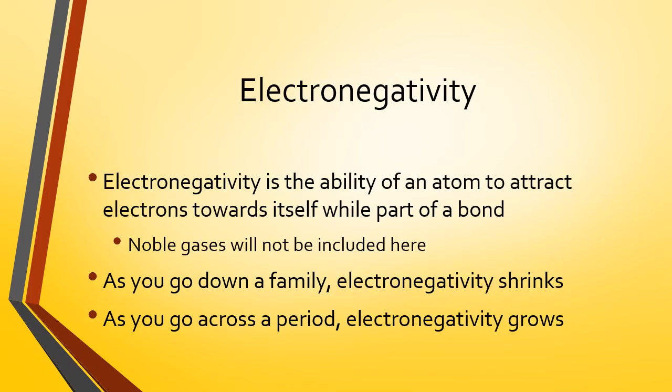You should also know about electronegativity. Electronegativity is the ability of an atom that is participating in a bond to attract electrons towards itself. You will notice when you see electronegativity values listed, the noble gases will not be included. And so the trends we'll talk about here generally ignore the noble gases. As you go down a family, electronegativity will shrink. As you go across a period, electronegativity will grow.